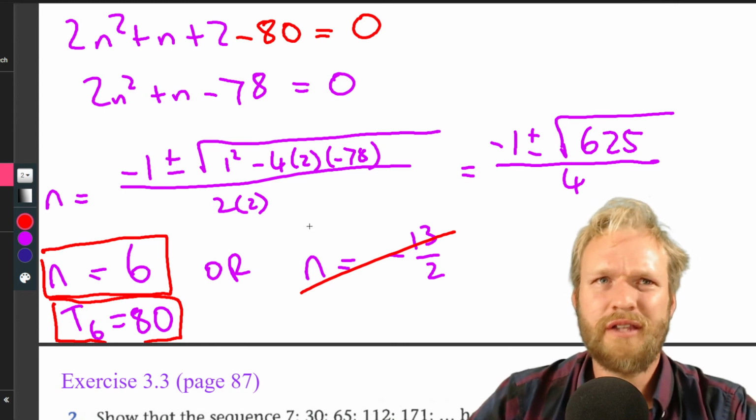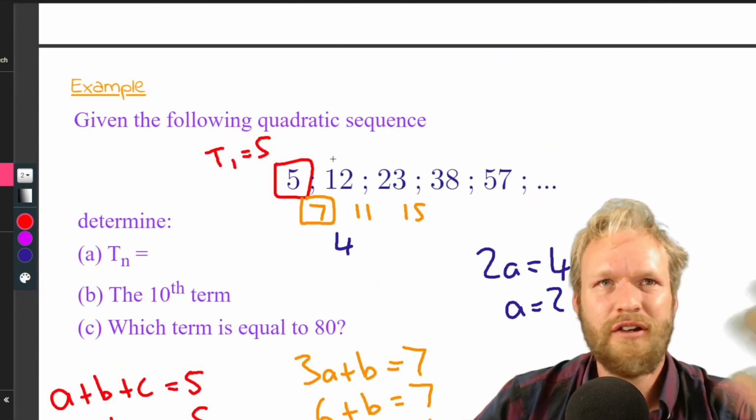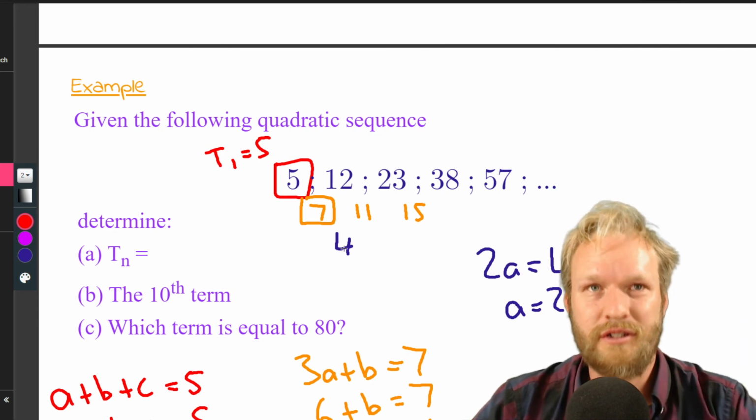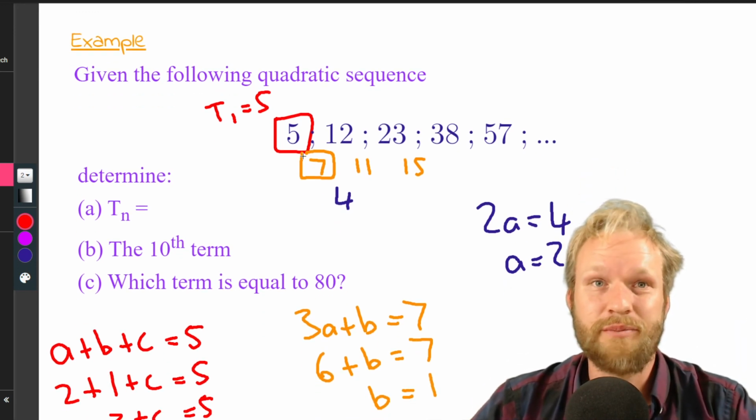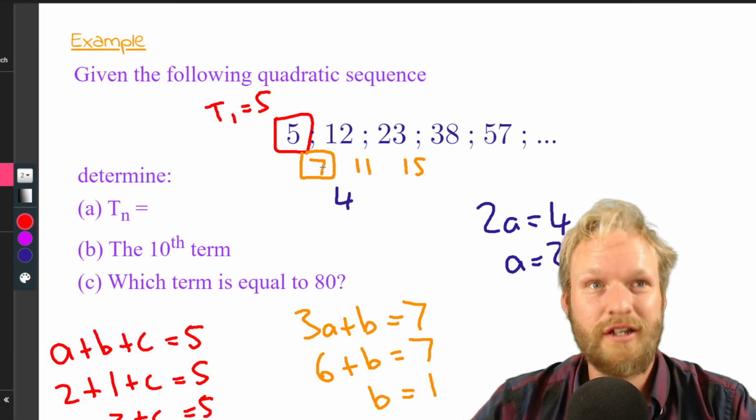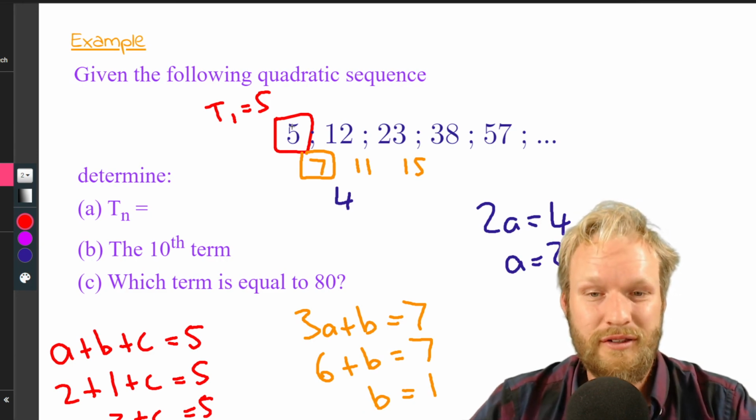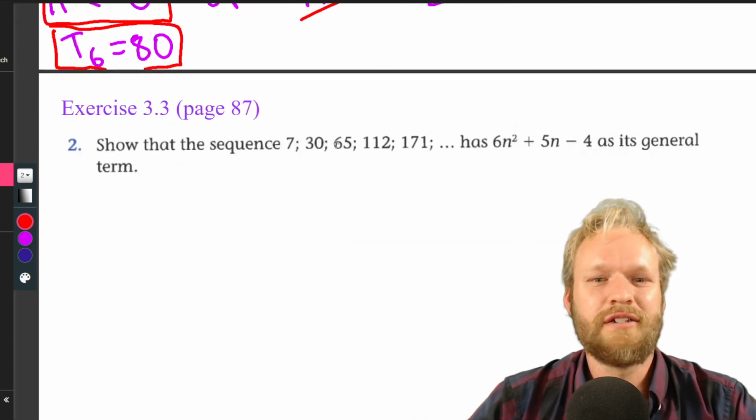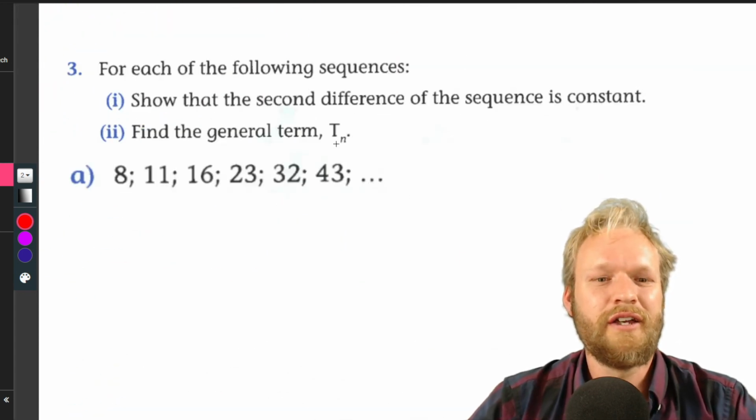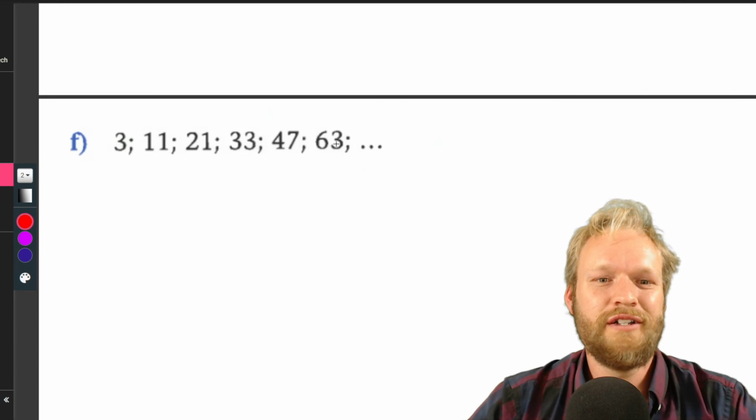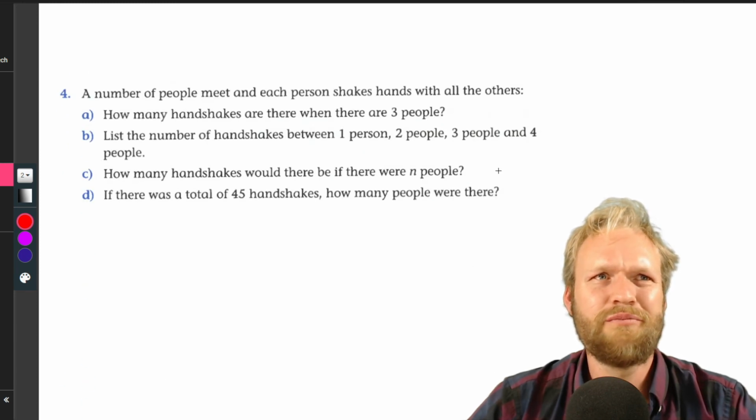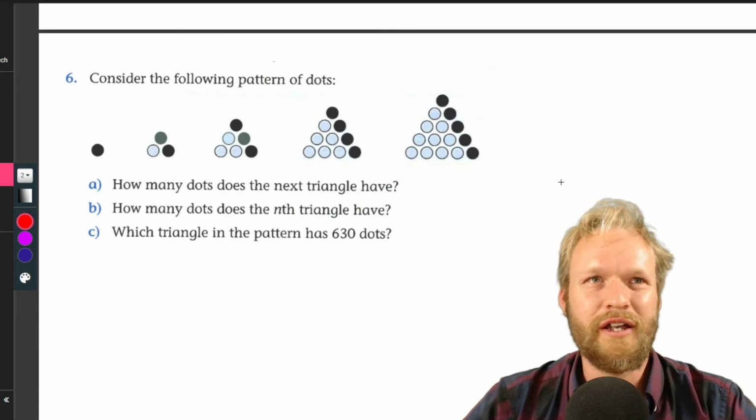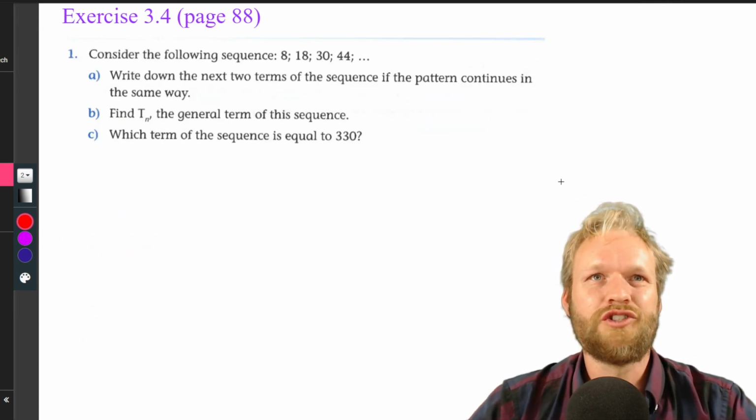Okay, but here's the main heart of this. First difference, second difference: use 2a equals the second difference, 3a plus b equals the first difference, a plus b plus c equals the first term, and we take it from there. There are a whole lot of nice examples to practice here. As you go along and practice, I think up to question 4 is a good place to stop before tomorrow we head into another few questions.